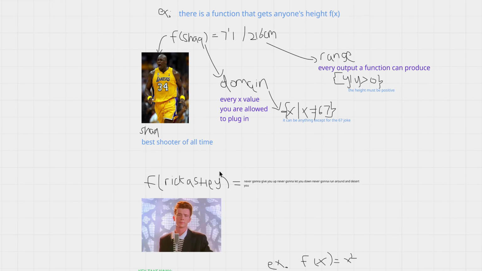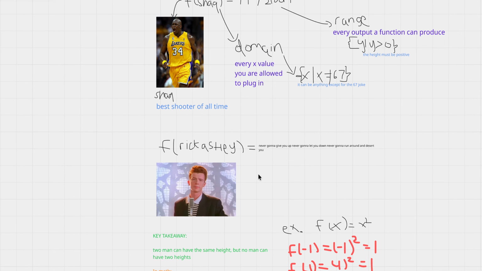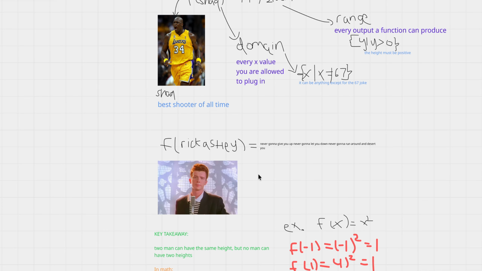Similarly, we can say for Rick Astley, it's probably a height, but just for the jokes, we're gonna say never gonna give you up. Congratulations, you just got rickrolled.